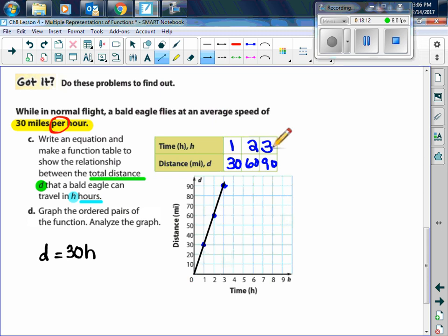When we draw the line, you can see that the eagle can fly half an hour, right, 30 minutes, and end up on the line, right? The eagle can fly an hour and a half and end up on the line. Is everybody with me? Yes. So in that case, you do draw the line.